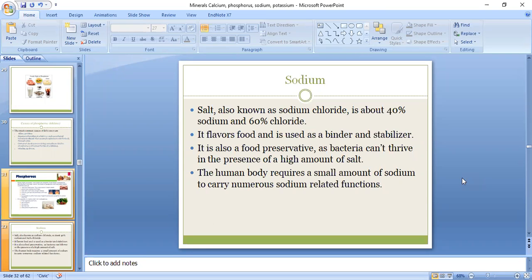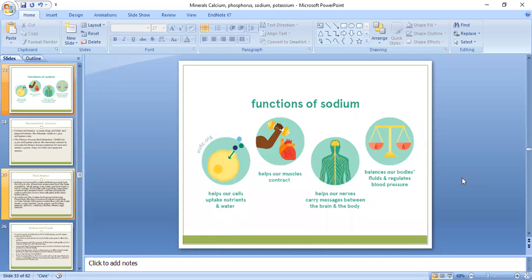The human body requires a small amount of sodium to carry out numerous sodium-related functions. These functions are: it helps our cells take up nutrients and water, helps our muscles contract, helps our nerves carry messages between the brain and the body, balances our body fluids, and regulates blood pressure.